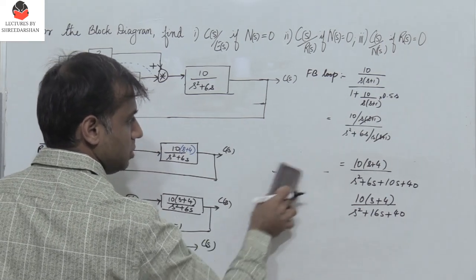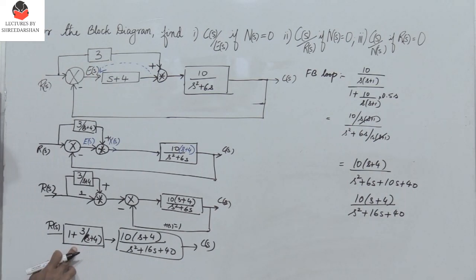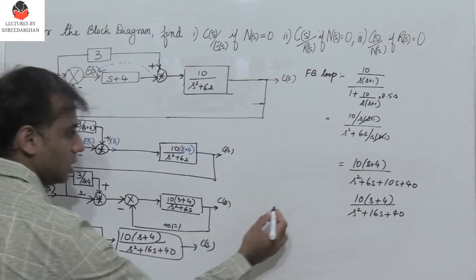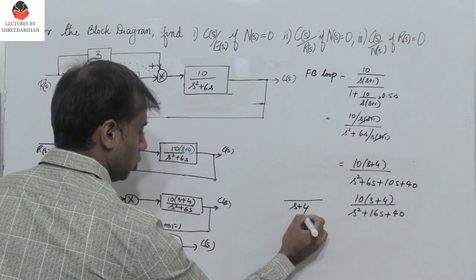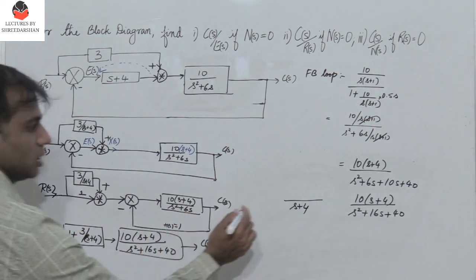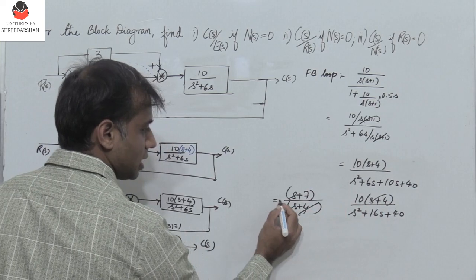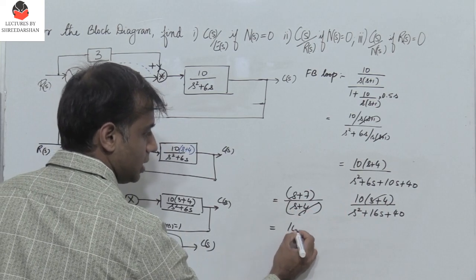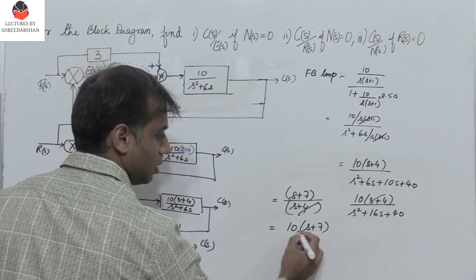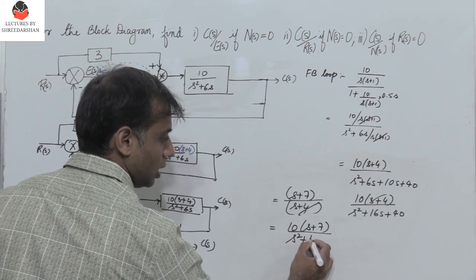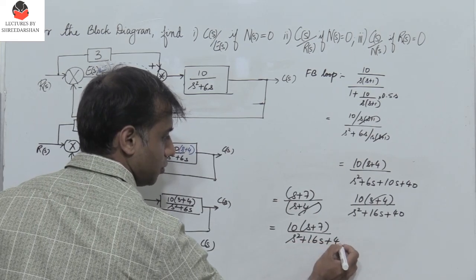I have this expression, and to this I will be multiplying this. So if I take the LCM here, I get s plus 4. So you have s plus 4 plus 3, which is s plus 7. So s plus 4 gets cancelled. So finally I get 10 into s plus 7 divided by s square plus 16s plus 40.